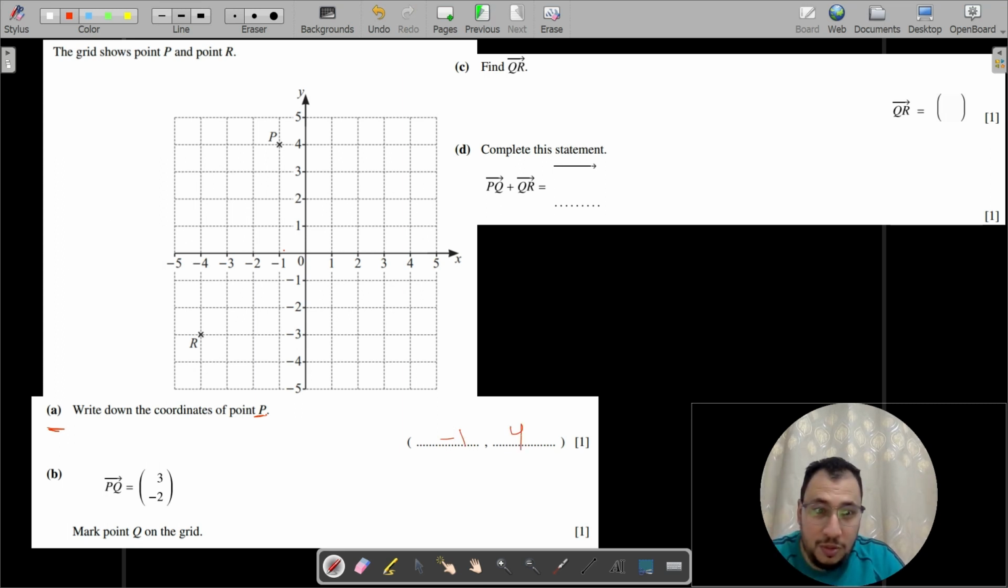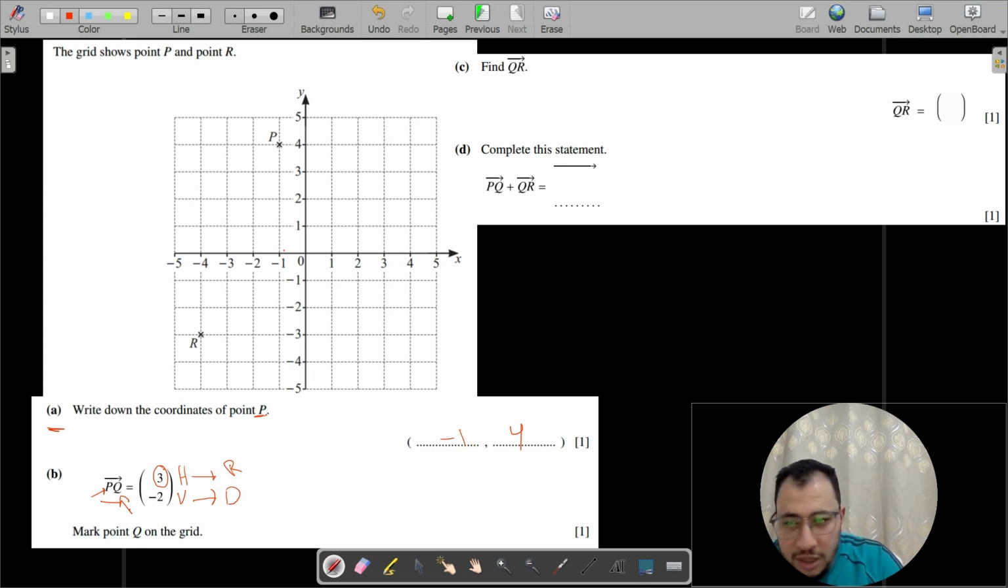Pay attention to this one, please. PQ equals (3, -2). Okay, what does that mean? That means to move from point P to point Q, you have to go 3 steps horizontally, and since it's positive, that means it's going to be to the right, and 2 steps vertically, which is going to be 2 steps down.